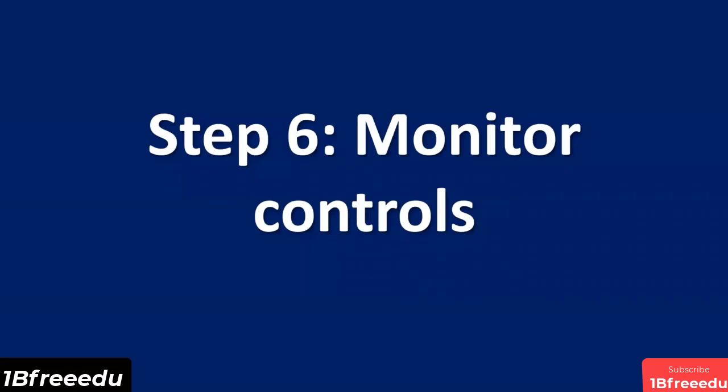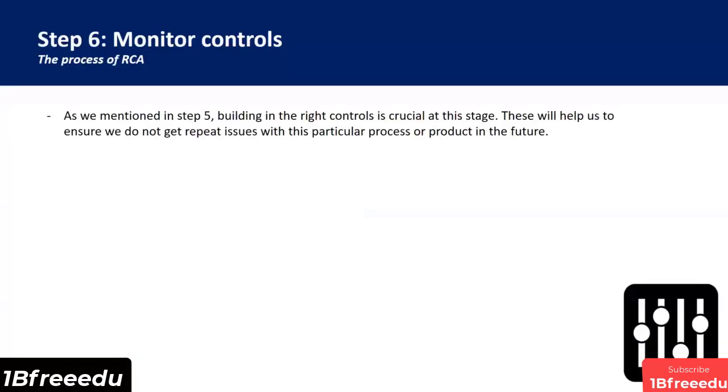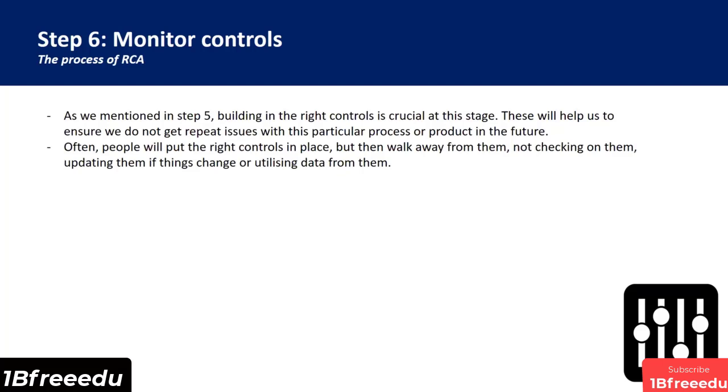Step 6, monitor controls. As we mentioned in step 5, building in the right controls is crucial at this stage. These will help us to ensure we do not get repeat issues with this particular process or product in the future.